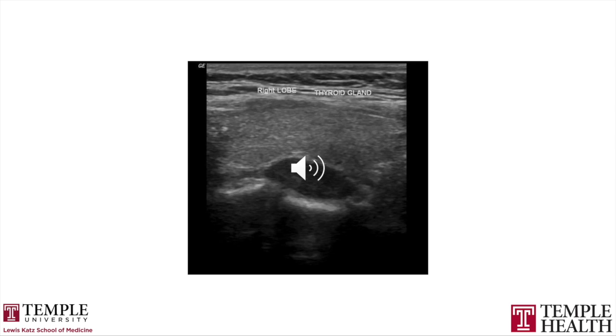It's operator dependent. It's more likely to miss small glands or glands that are very deep in the neck. It'll miss a lot of times ectopic glands depending on how good the ultrasonographer is, and it won't find any glands that are in the chest. Overall, the sensitivity has a range in the literature anywhere from like 50 to 95%, with a PPV of about 93.